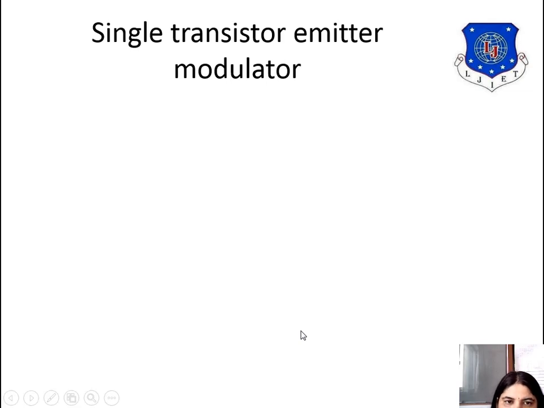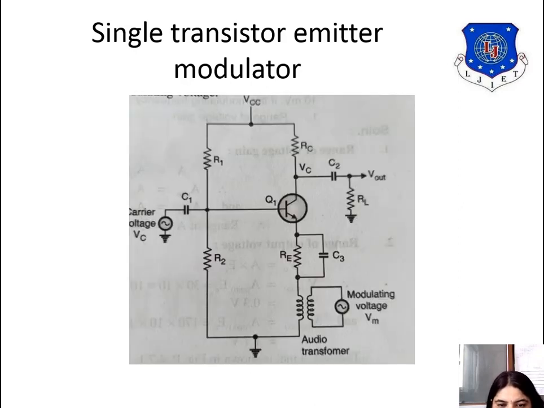Another method of generating the AM wave is the single transistor emitter modulator. Here in the diagram you can see that a single transistor is used for producing the AM wave. This is the diagram that you have already studied in the earlier semester. It is similar to the class A amplifier circuit, which is also known as the emitter modulator circuit, and which works as an amplitude modulator.